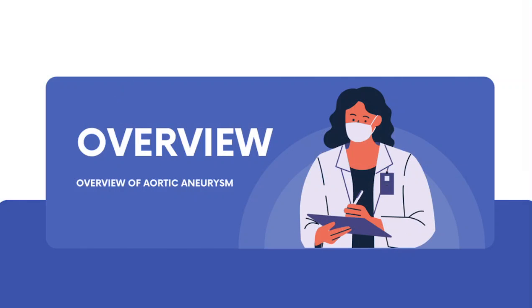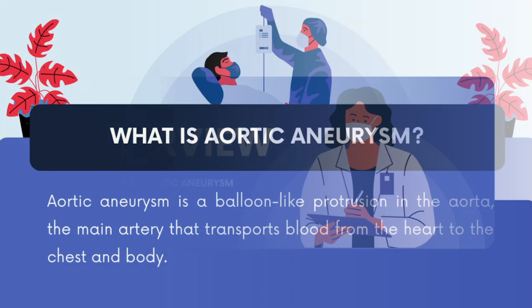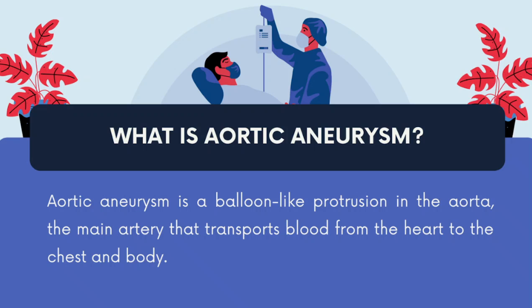Next slide, please. So here's the overview of the aortic aneurysm. Aortic aneurysm is a balloon-like protrusion in the aorta, the main artery that transports blood from the heart to the chest and to the body. An aortic aneurysm can burst or dissect, and the power of blood pumping can tear the layers of the artery wall, enabling blood to seep in between them.